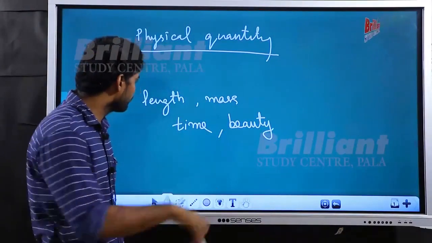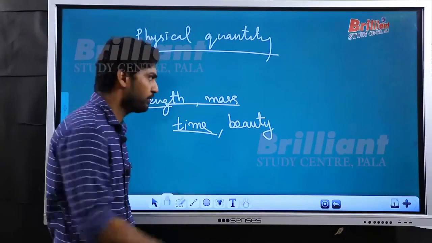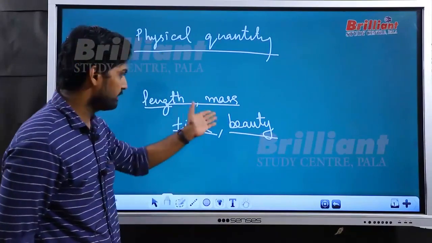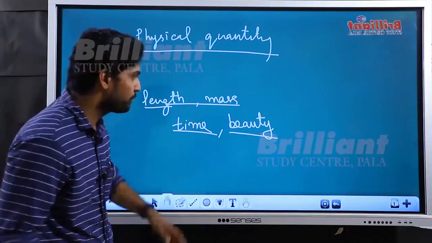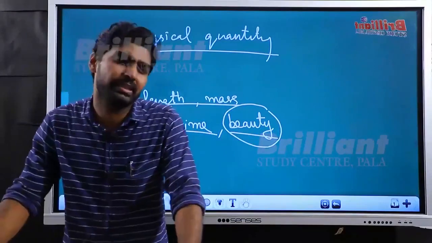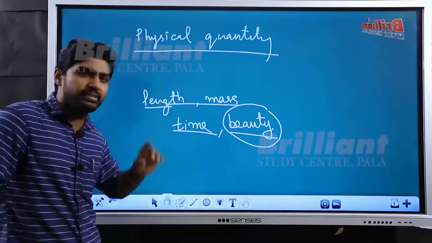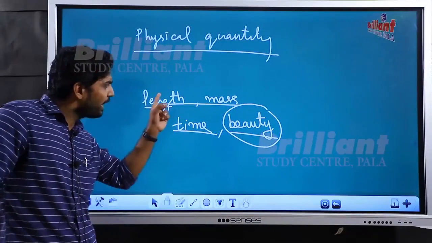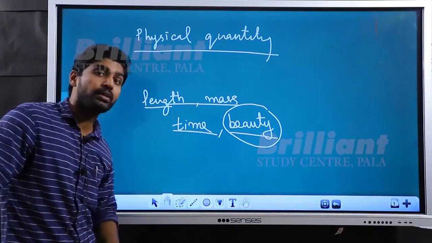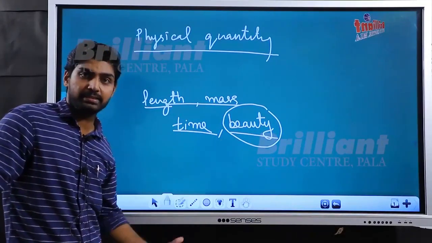Okay, what is the difference between these three and beauty? From this list of things, it will be easy for you to identify the odd one. It is beauty. What does it mean by that? Beauty is the odd one, because I can measure length, mass and time without any confusion. But beauty cannot be measured simply like that.